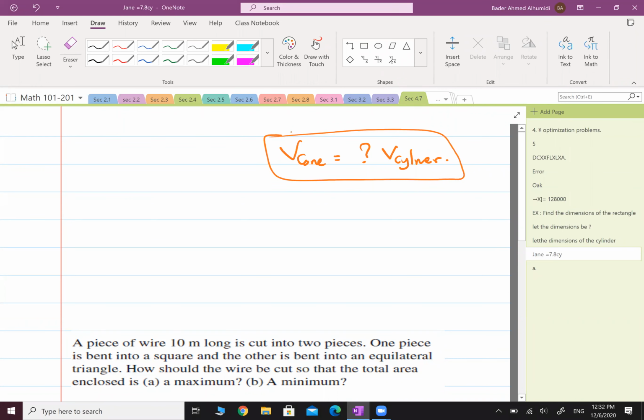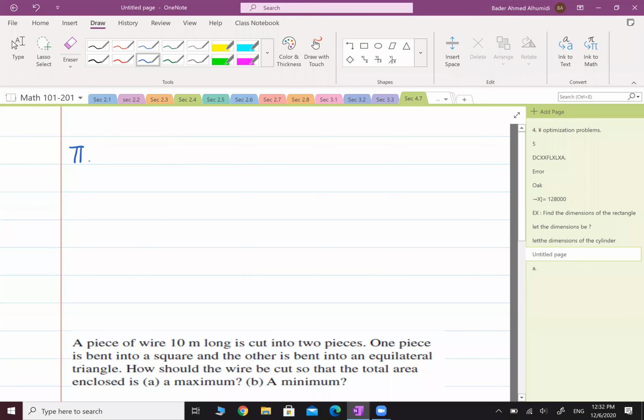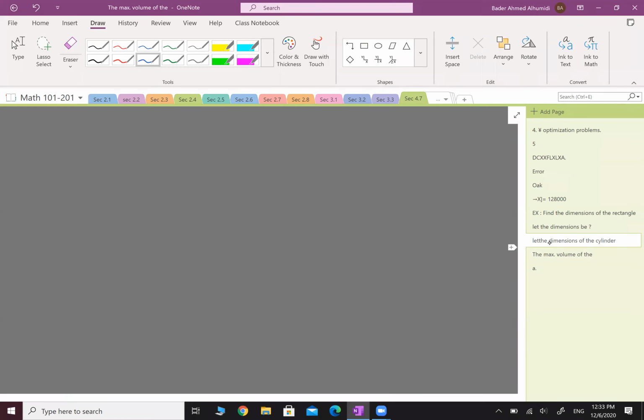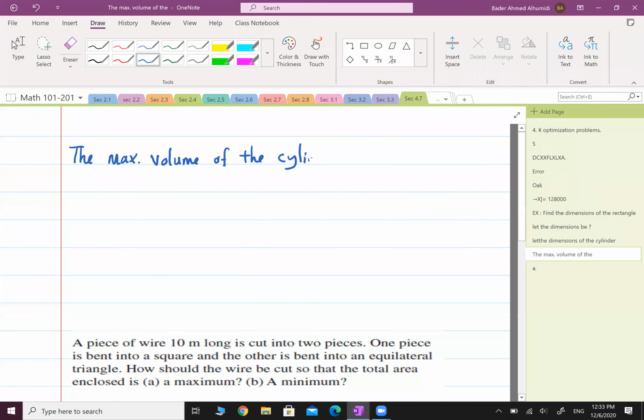So let's now calculate the maximum volume of the cylinder, the volume that will give me a maximum. Let me write it this way: the maximum volume of the cylinder. Okay, sorry. Let us read it again. It says the maximum volume of the cylinder is equal to what? According to our calculation, it is pi times the radius squared times the height.